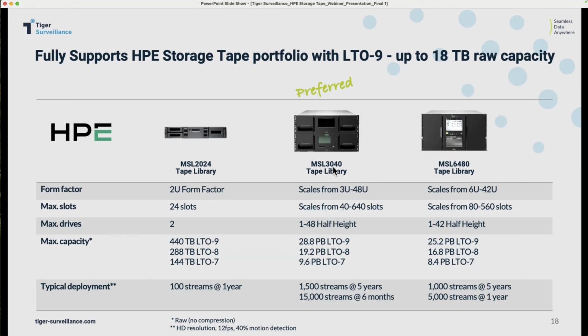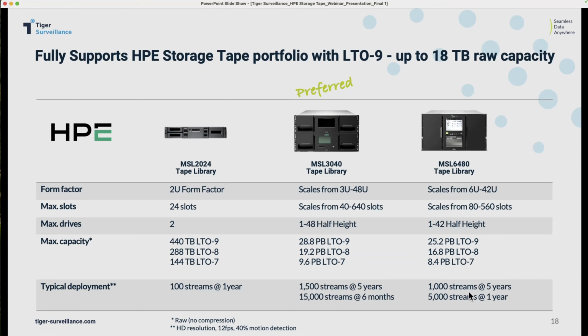The MSL 3040 is a much bigger and scalable tape library, so you can actually add additional units to store tapes and tape drives. So it actually scales from 30 slots to 640 slots. And just to give you an idea, that's enough for like 1,500 cameras to store 5 years of data. Or if you have 10 or 15,000 cameras, you could store up to 6 months on this solution. This one is also a library we support. It's just not as actively promoted right now, but similar type of content.